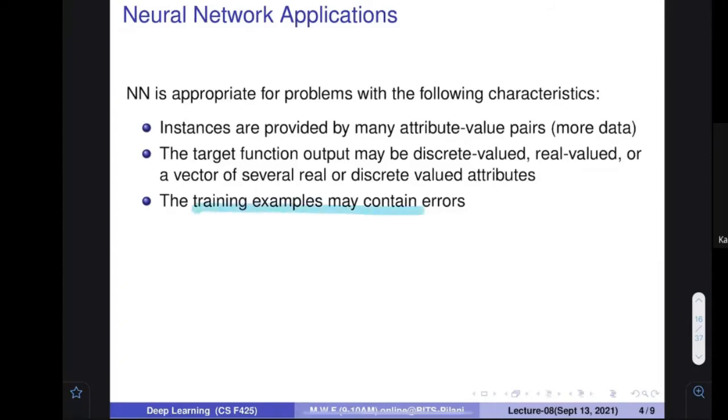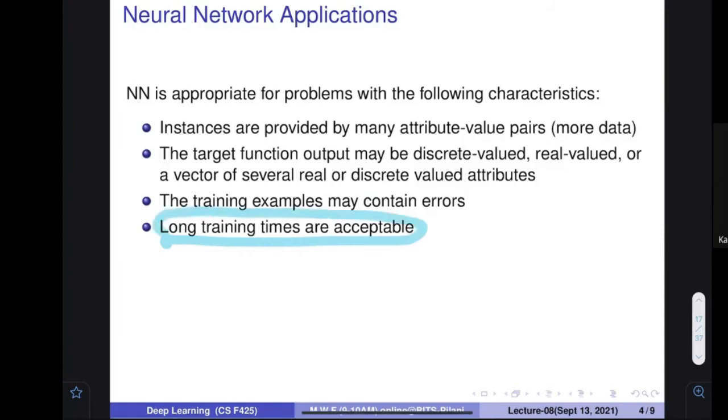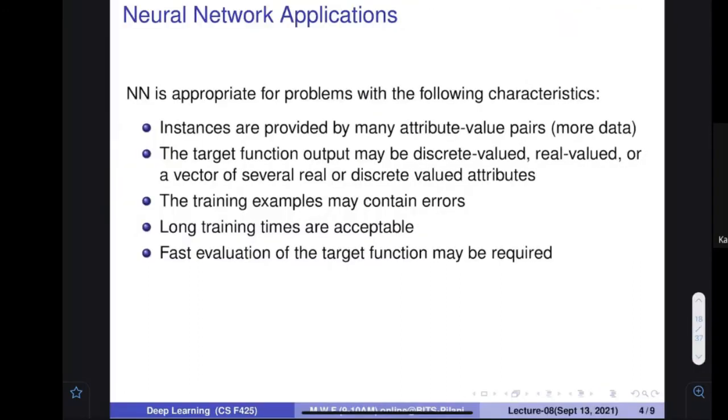Training examples may contain errors. This is a very important thing. If your training examples have errors or noise, then it is better to go for a neural network. Long training time is acceptable because it takes a lot of iterations to find the right parameters. So if long training time is possible, then only go for a neural network. They are not very fast in terms of learning; at the time of learning you have to give them time, but when they have learned they can produce the output immediately. Fast evaluation is needed.